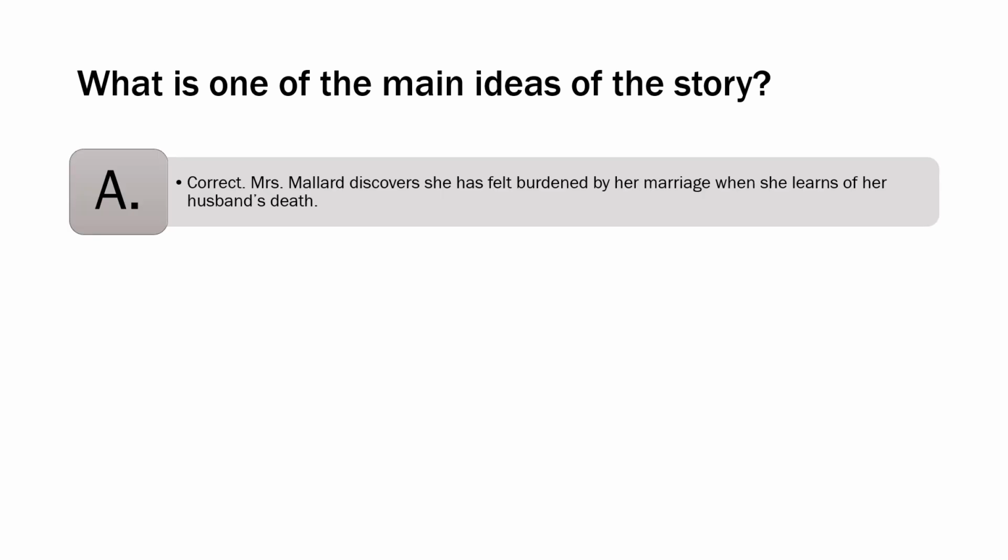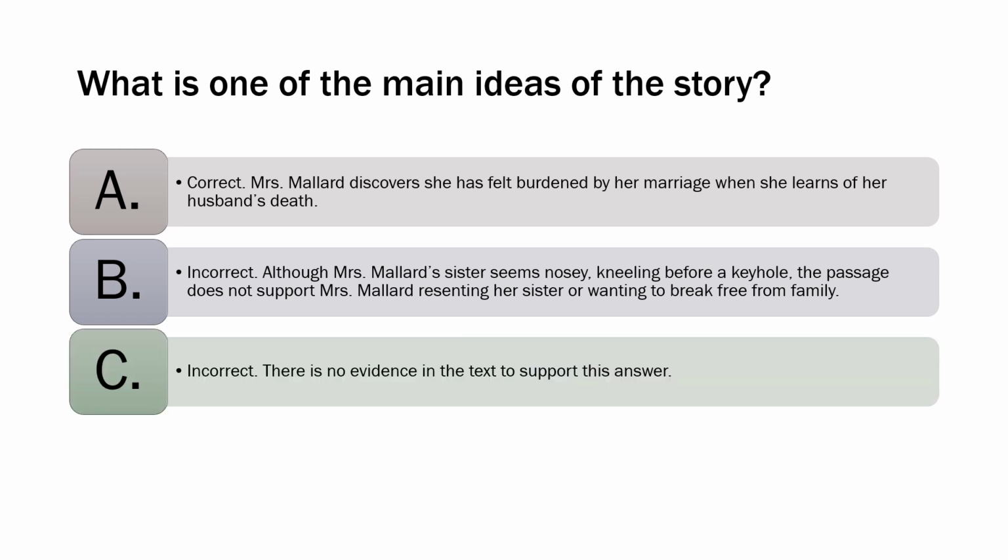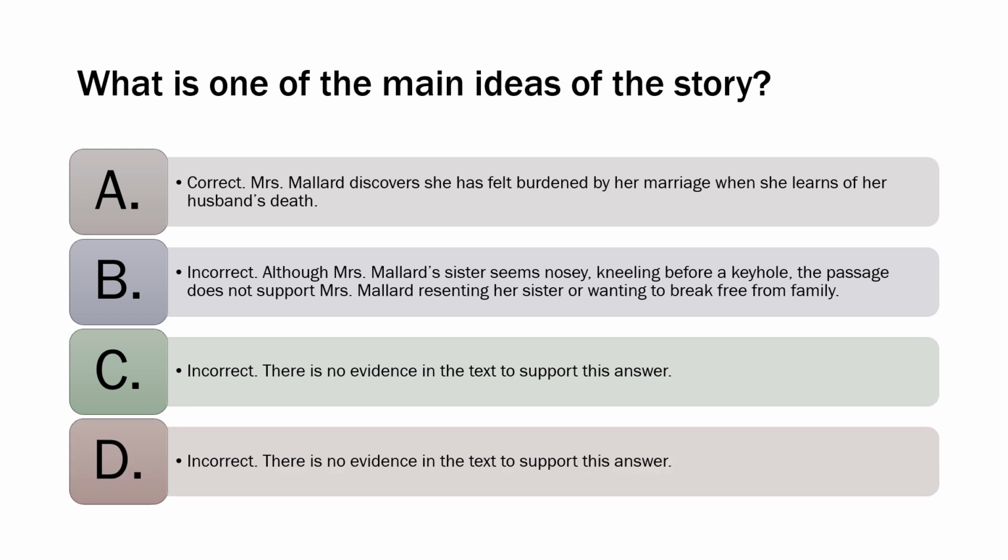A is correct. Mrs. Mallard discovers she has felt burdened by her marriage when she learns of her husband's death. B is incorrect. Although Mrs. Mallard's sister seems nosy, kneeling before a keyhole, the passage does not support Mrs. Mallard resenting her sister or wanting to break free from family. C is incorrect. There is no evidence in the text to support this answer. D is incorrect. There is no evidence in the text to support this answer.